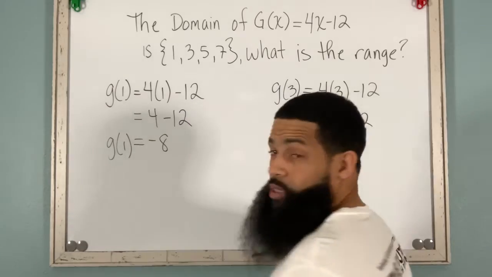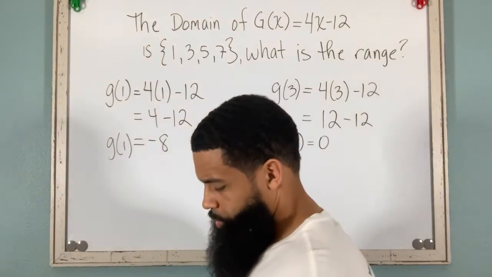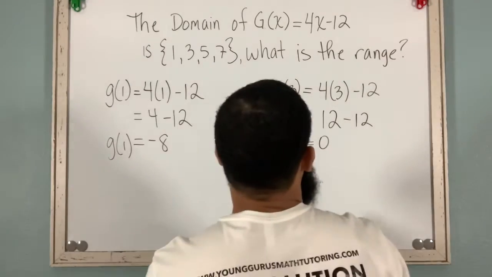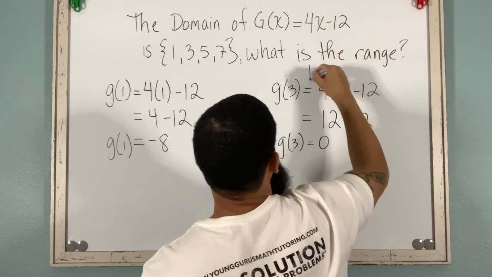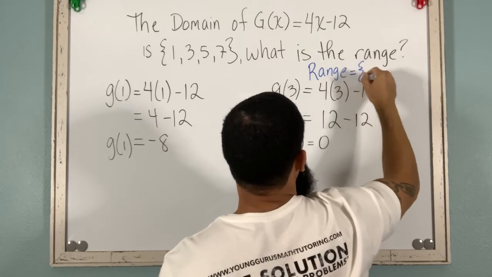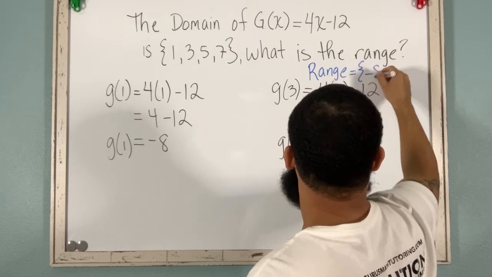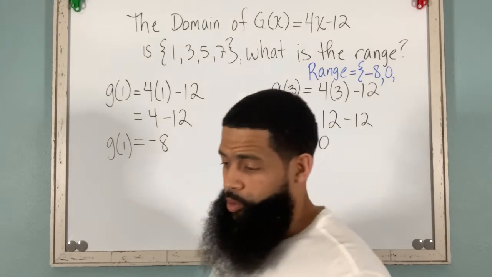So my first two range values, let's use a different color, and we can say R, the range, equals negative 8, 0, and we'll put the other values up there in just a second.